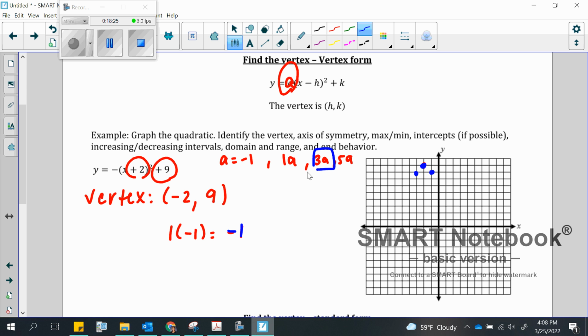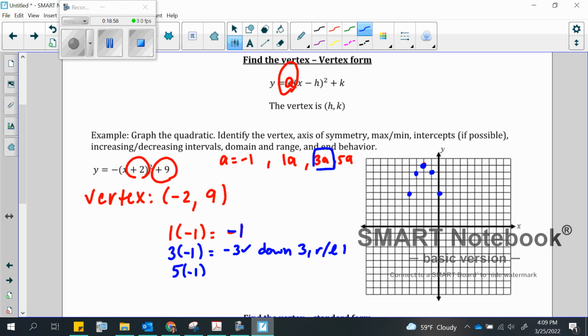Then you do 3a. So 3 times negative 1, because a is negative 1, negative 3. So from each of those new points, this is telling me go down 3, right and left 1. So go down 3, right 1. There's a point. Go down 3, left 1. And it should look like a parabola. So you should know, okay, this left 1, I'm going to go down 3, left 1. This right point, I'm going to go down 3, right 1.